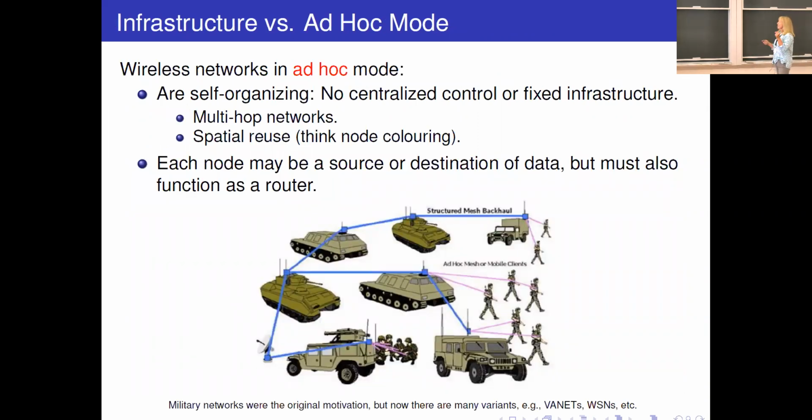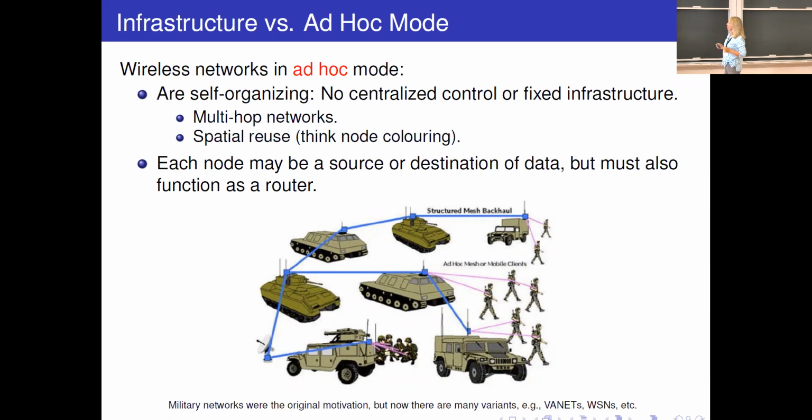Another thing to take into account is whether your network is running in what's called infrastructure mode or ad hoc mode. Now, you're probably more familiar with infrastructure mode because you probably have a cell phone in your pocket and it runs in infrastructure mode, or probably the Wi-Fi in this room. There it is. There's a base station. So that's a piece of infrastructure, and essentially your communication always has to go through this centralized node into the rest of the network.